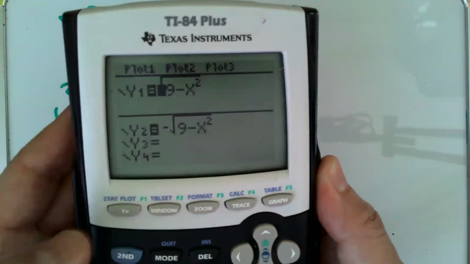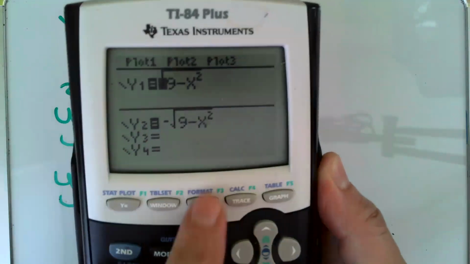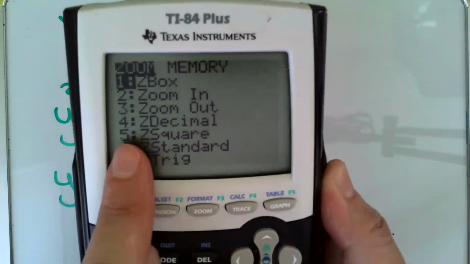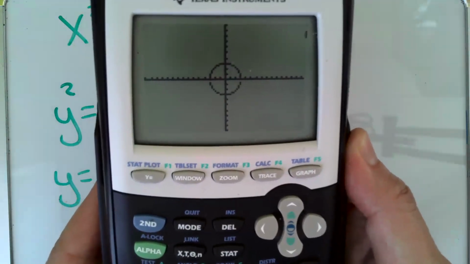But this is the idea of how you enter a circle and use Zoom Square to make it look like a circle. Okay, so that's how you graph a circle in your graphing calculator. This also applies to parabolas that open on the horizontal instead of on the vertical. You'd enter the plus and the minus once you square rooted in your solving.